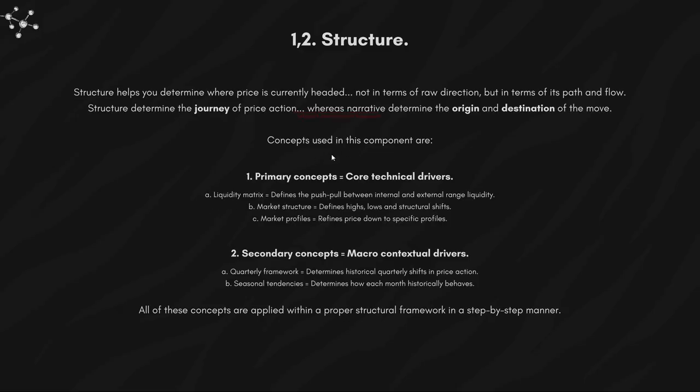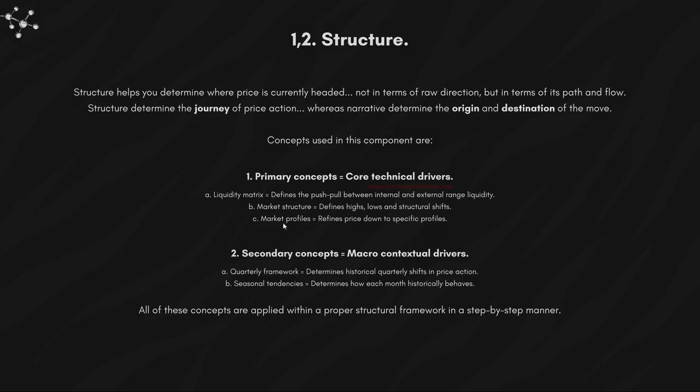Now, the concepts used within this component are divided into two categories, the primary concepts and the secondary concepts. The main differences between the two categories are, first, that the secondary concepts are only used on the monthly higher time frame, whereas the primary concepts are used on all three higher time frames, the monthly, the weekly, and the daily. That's the first difference between these two categories.